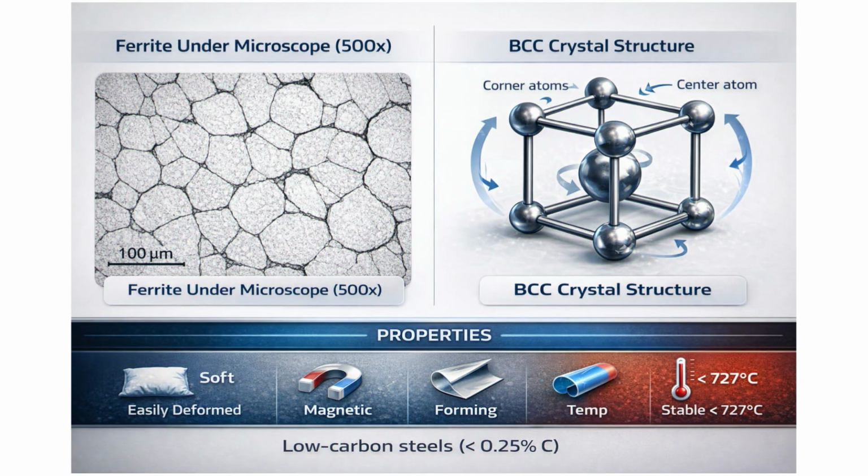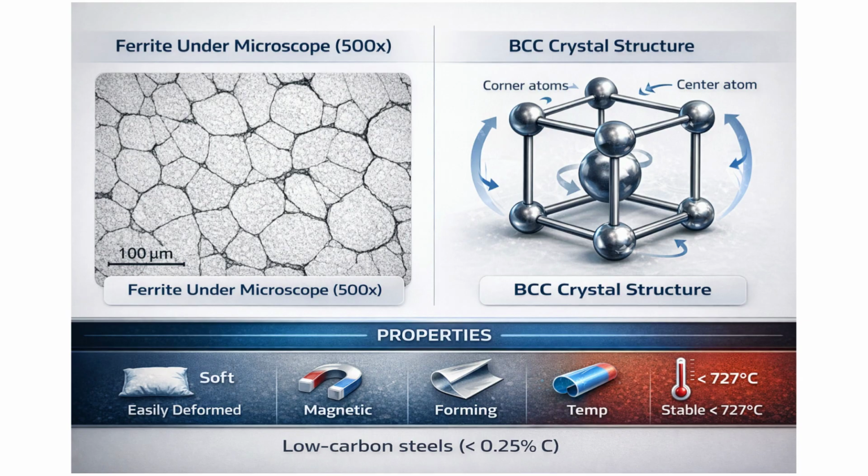Let's start with ferrite. This is the softest phase in steel, and it has a body-centered cubic crystal structure, that's BCC for short. Ferrite can only hold up to 0.02% carbon, which is practically nothing. Under a microscope, ferrite appears as light-colored, uniform grains. It's stable below 727 degrees Celsius.